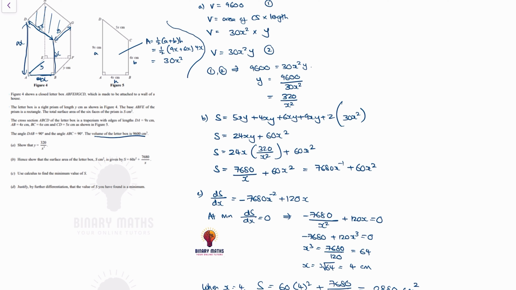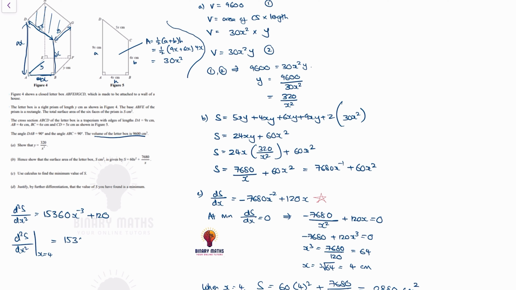Part D says justify by further differentiation that the value of S that you have found is a minimum. So I need to differentiate again. So d²S/dx², minus 7, so I'm differentiating this. So minus 7680 times minus 2 gives me 15360 x to the minus 3 plus 120. So I need to find the value of this when x is equal to 4.